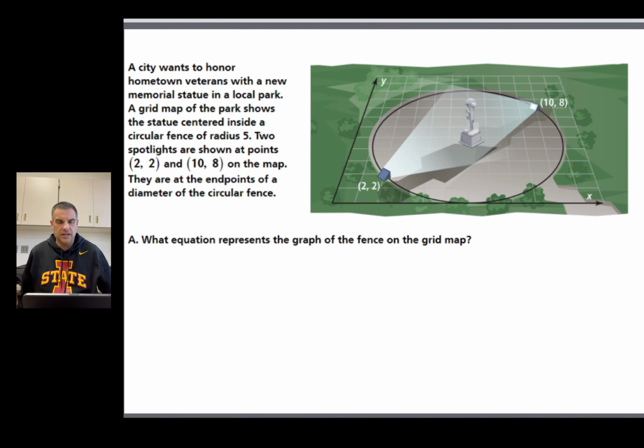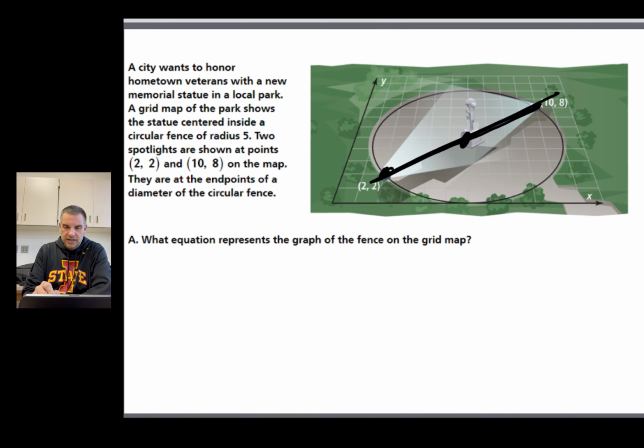So we've got these two endpoints at (2, 2) and (10, 8). They're part of our diameter. They told us the radius is 5, so they gave us the radius. We just need to find the center point. So how do we go about finding the midpoint?